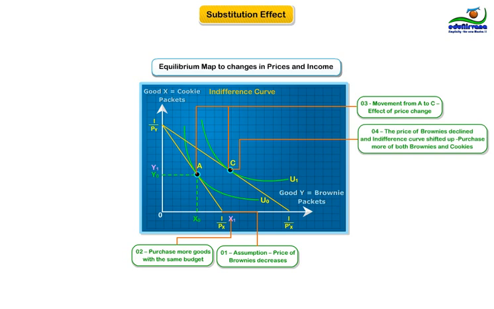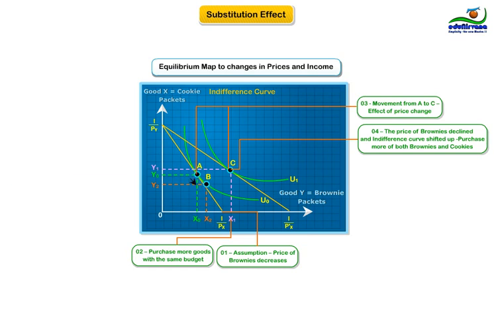Important points to note in the figure. Point C is that we would now purchase more of both brownies and cookies. In order to get there, the price of brownies has declined and one has shifted up in the indifference curve from U0 to U1.